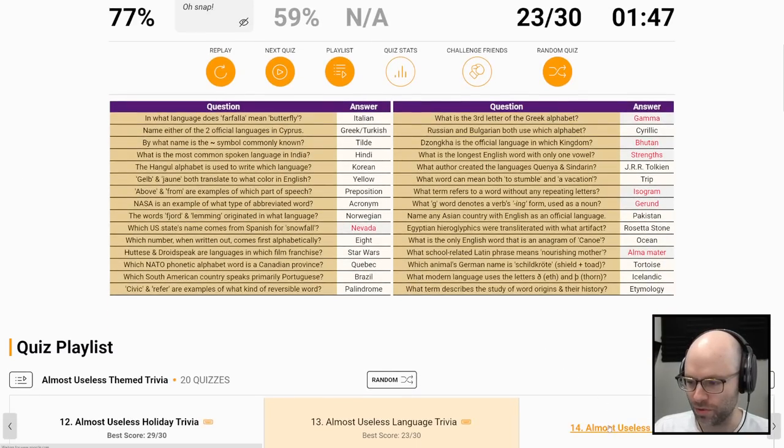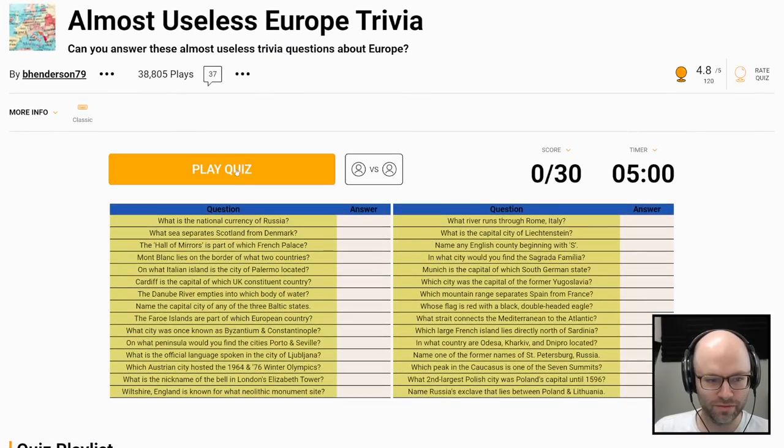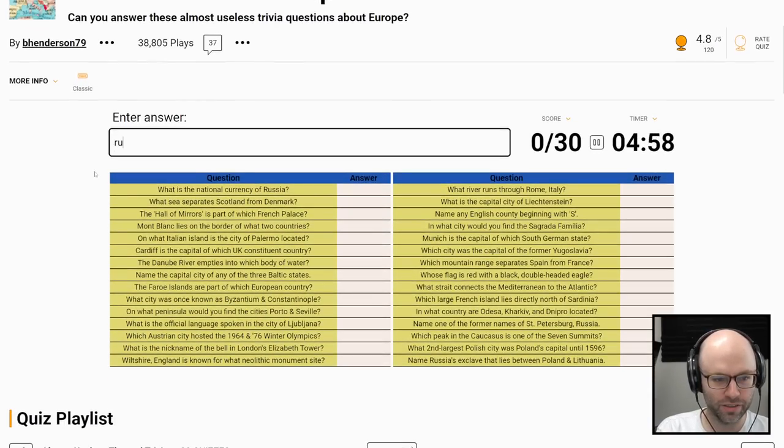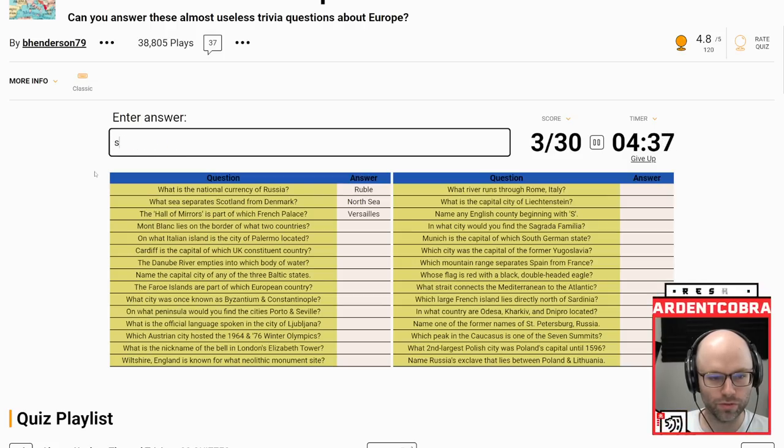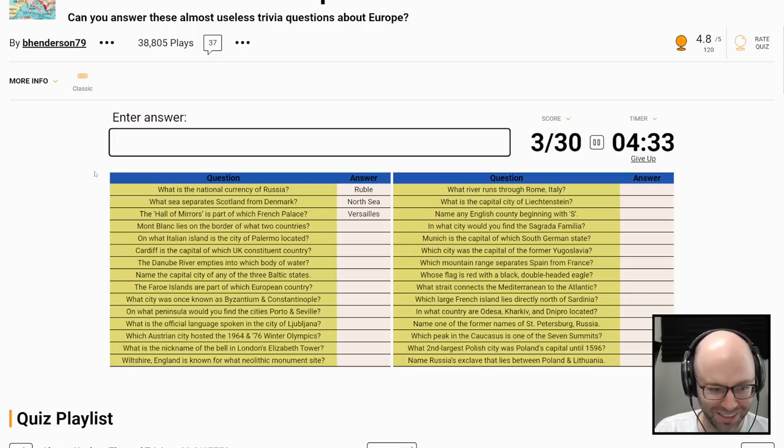Oh no, almost useless Europe trivia. What is the national currency of Russia? The ruble. What separates Scotland from Denmark? The North Sea. The Hall of Mirrors is in Versailles. Mont Blanc lies on the border of Switzerland and France and Austria. And I don't know. It lies on the border of Spain and France. I don't know the answer to this, honestly.